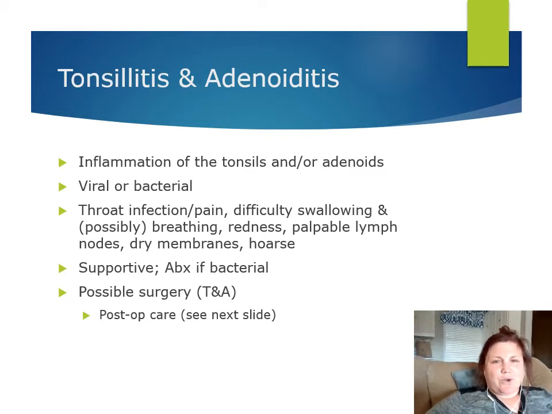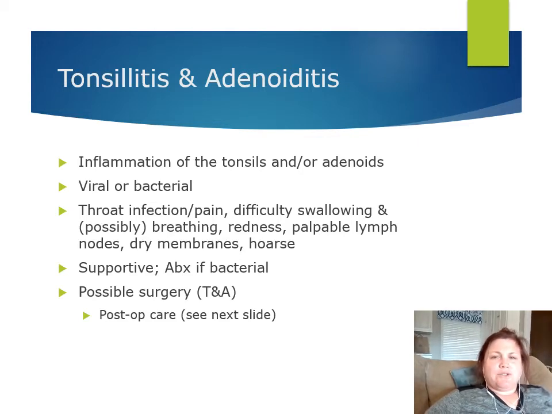Tonsillitis and adenoiditis. This and strep throat or pharyngitis often get misdiagnosed or they're used interchangeably, but they are different. Tonsillitis and adenoiditis is inflammation of strictly the tonsils and the adenoids. It too can be viral or bacterial in nature. It is often manifested by inflammation to both the tonsils and adenoids, but it can happen independently.